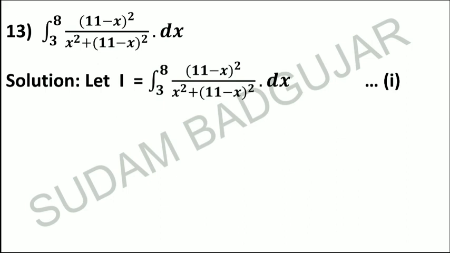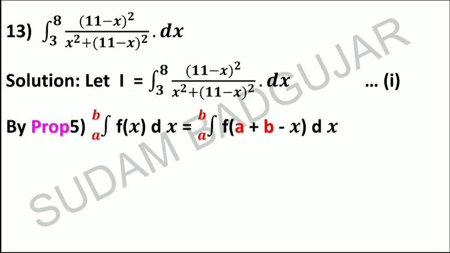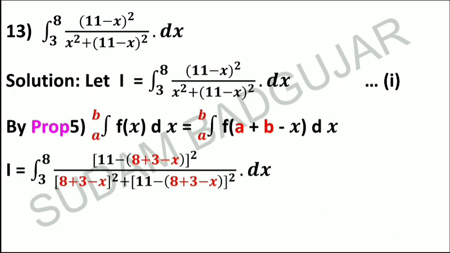Okay, this is algebraic. So here first you have to assume that the given integration is suppose I, and that is equation number 1. By this property you will get integration of 11 minus, what is x? Replace x by 8 plus 3 minus x, the whole square upon 8 plus 3 minus x the whole square plus 11 minus into bracket 8 plus 3 minus x the whole square from 3 to 8. Okay, what is 8 plus 3? 11. 11 minus x the whole square.